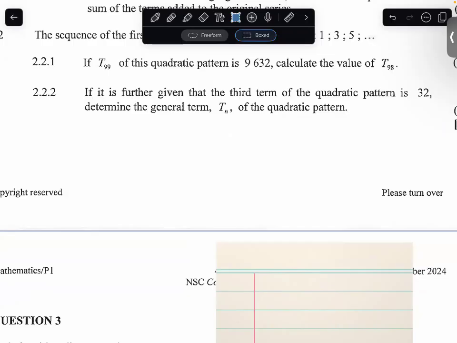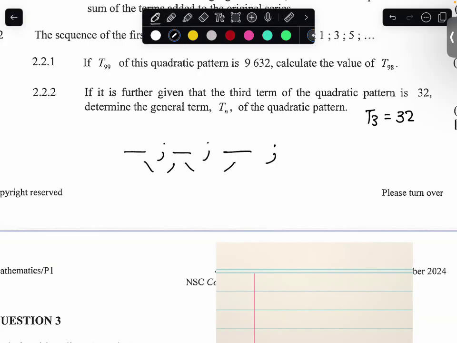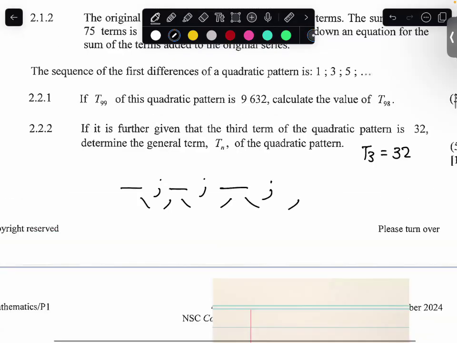All right, the next question says, if it is further given that the third term of the quadratic pattern is 32. So T3 of the quadratic pattern is 32. Determine the general term Tn of the quadratic pattern. So very simply, first of all, we have a quadratic pattern, whatever it may be. I know that the first differences are given to me. It's this, right? So this is 1. This is 3, this is 5.